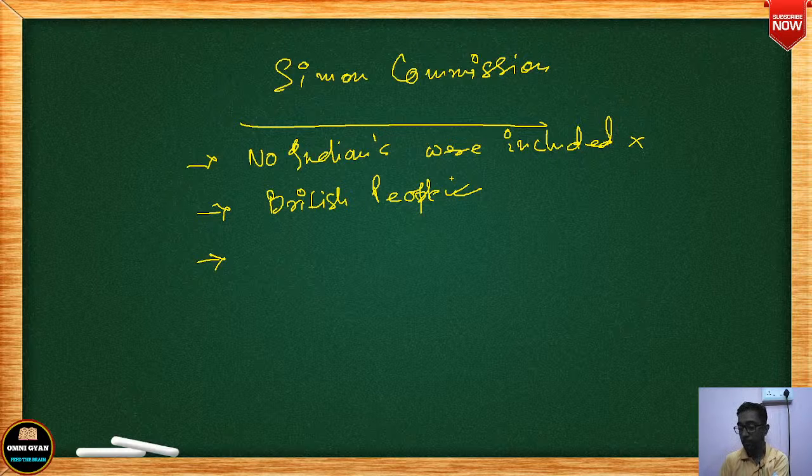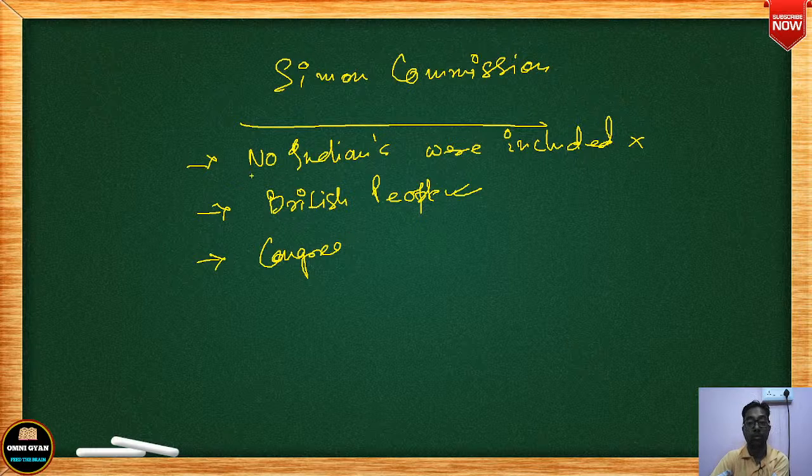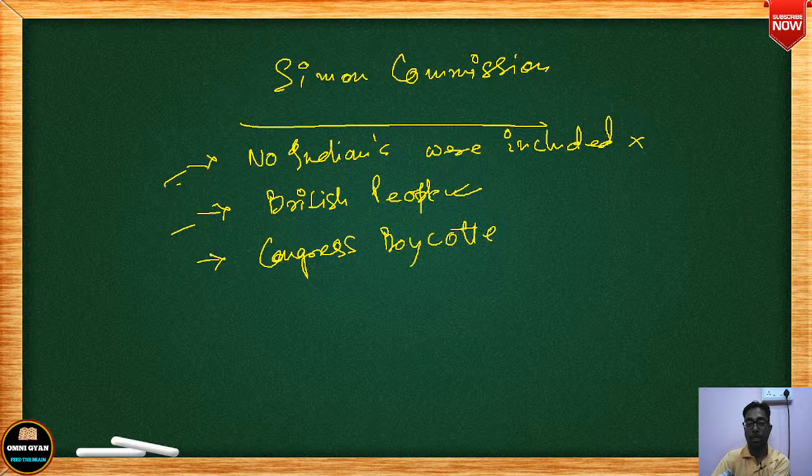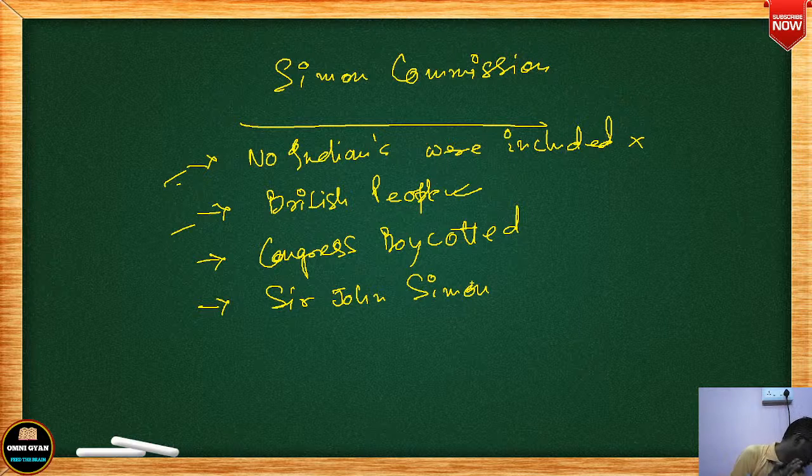Till here, did you get it? It was the Congress that boycotted the Simon Commission because of this reason. And it was Sir John Simon who was the head of the Simon Commission.